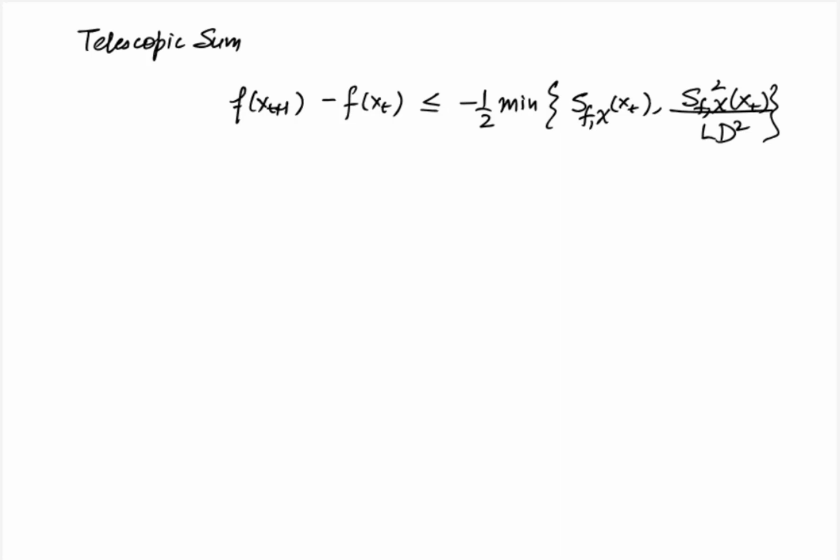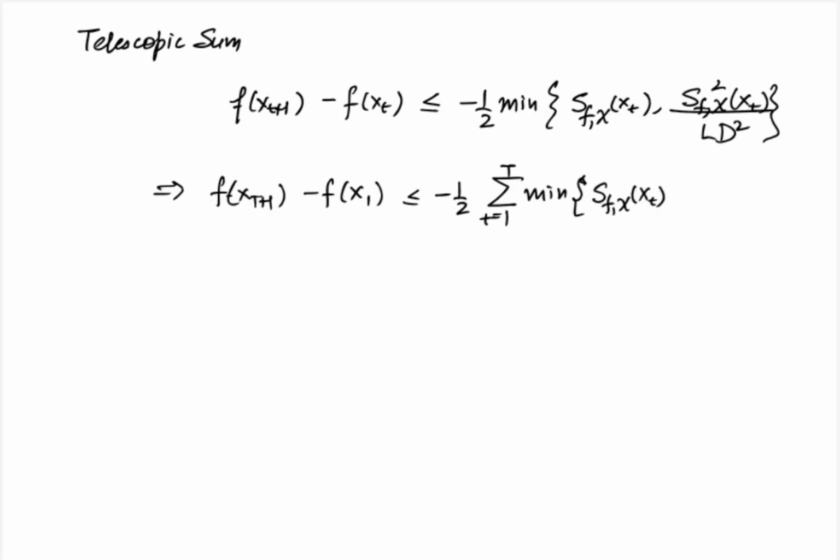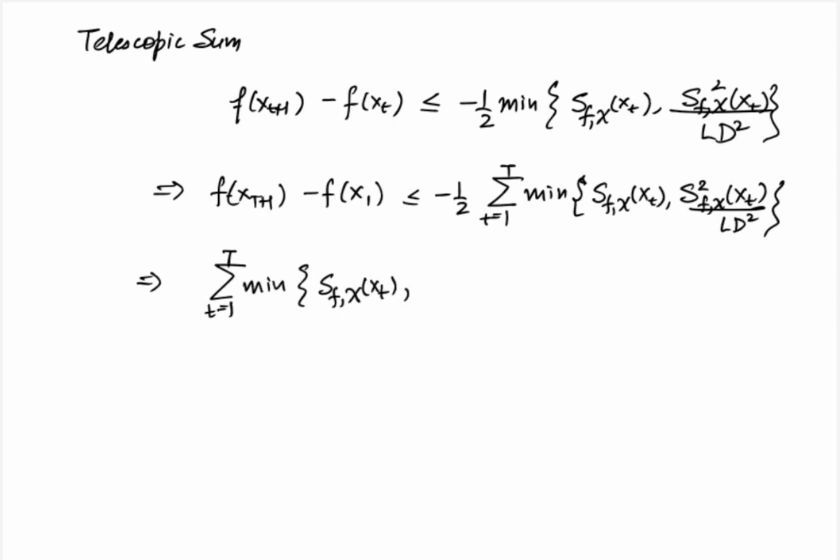So now we carry out the telescopic sum, which yields that f of x capital T plus 1 minus f of x1 is less than or equal to minus half summation over t equal to 1 to capital T min of s of xt comma s of xt square divided by ld square. Then rearranging and using the fact that f of xt plus 1 is greater than or equal to f of x star, we obtain that the summation over t equal to 1 to capital T min of s of xt comma s of xt square by ld square is less than or equal to 2 times f of x1 minus f of x star, which is less than or equal to 2bf.